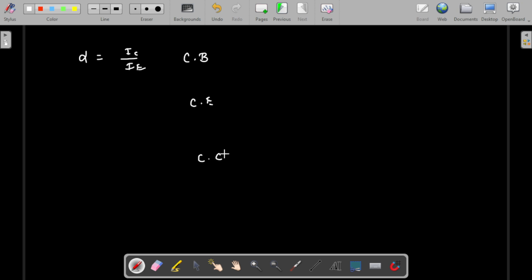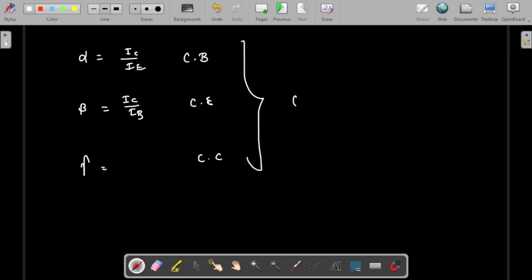Similarly, we have it for common collector. Common emitter will be called beta, which is IC divided by IB. If the emitter is common, then output is taken at IC and input is IB. These different configurations we will look at soon. So stay tuned, guys.